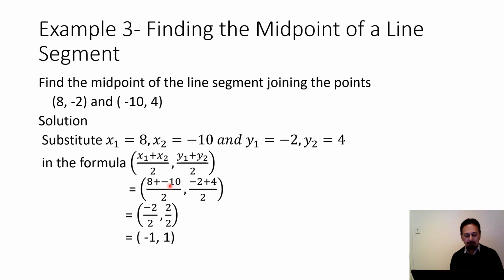So the x1 is 8, and x2 is negative 10, and then y1 is negative 2 plus y2 is 4. Now 8 minus 10 would be what? Negative 2 divided by 2. Negative 2 plus 4 would be 2 divided by 2. So negative 2 over 2 would be negative 1, and 2 over 2 is 1, and that's the midpoint of the line segment joining the points 8, negative 2 and negative 10, 4.